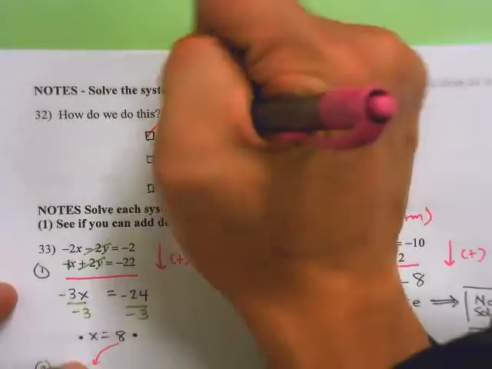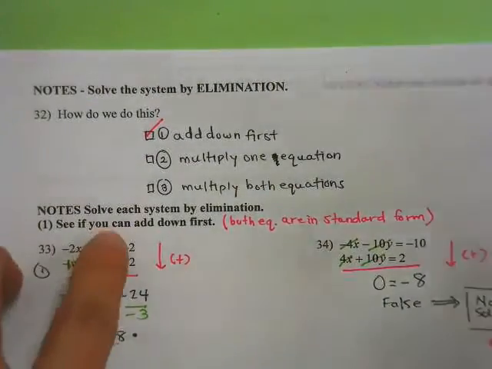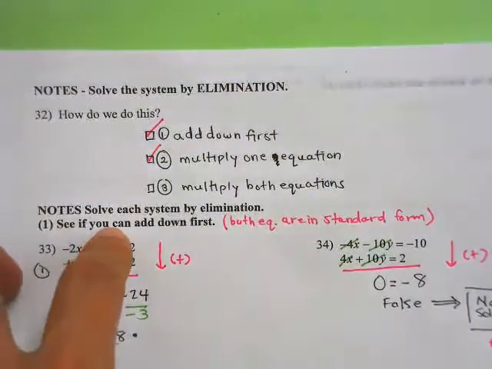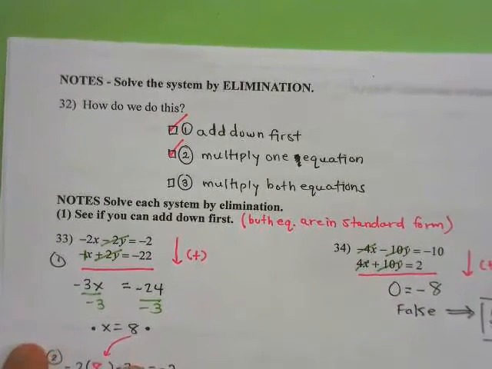We could either add down first, and what we've just done was multiply one of the equations by -1 so that they can be opposites. This time around, we might have to multiply both of the equations.